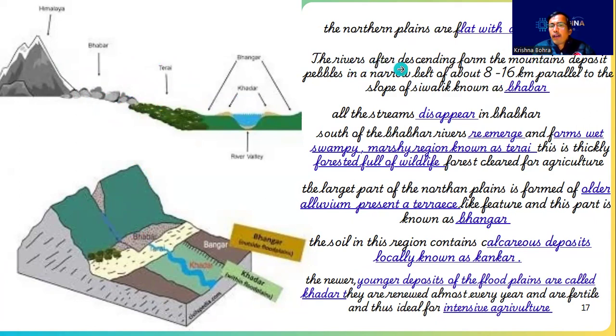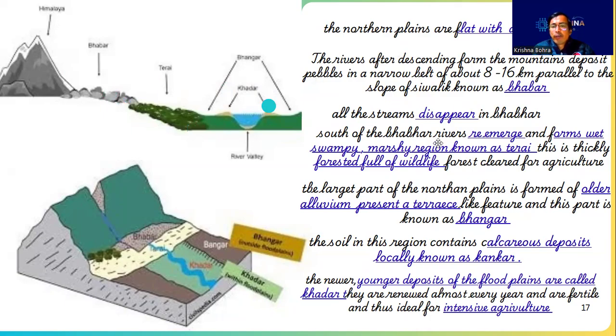The river, after descending from the mountain, deposits pebbles in a narrow belt of 8 to 16 kilometers parallel to the slope of Shivalik, and this area is known as Bhabar. All the rivers or streams disappear in this particular area. The reason being, the river finds holes in these pebbles. There is enough space, so the river can go under these pebbles.